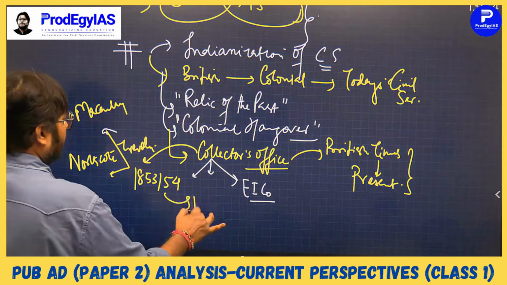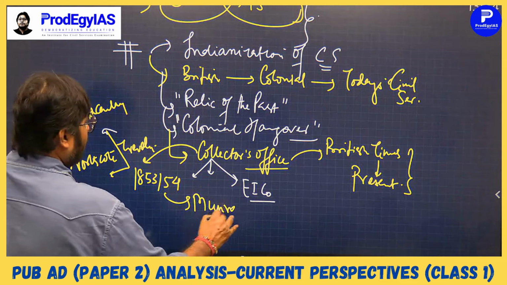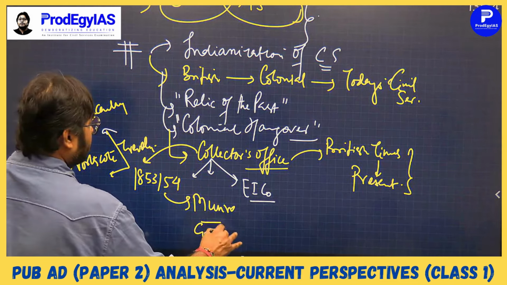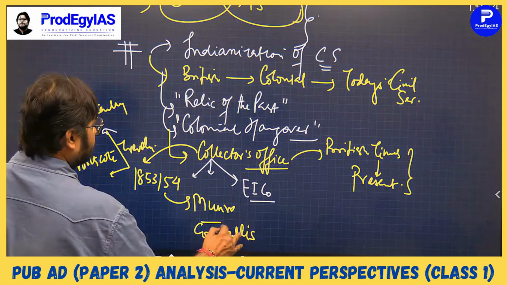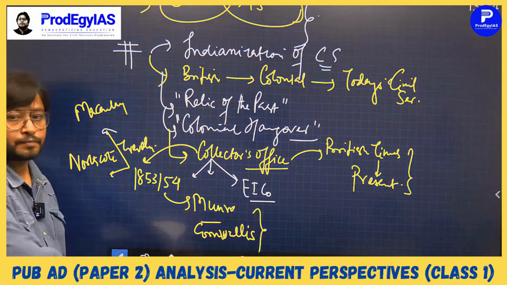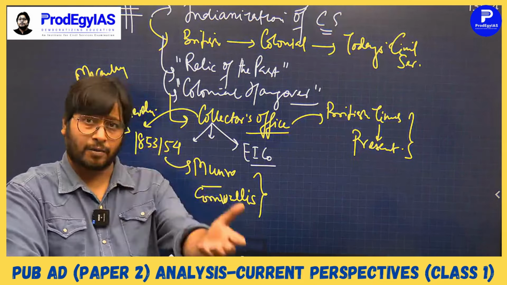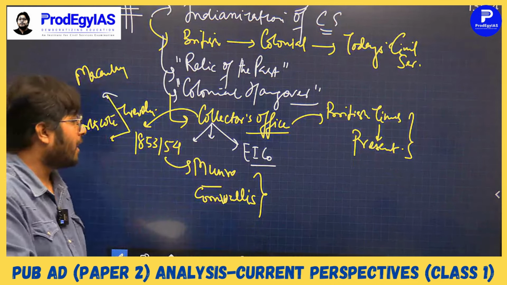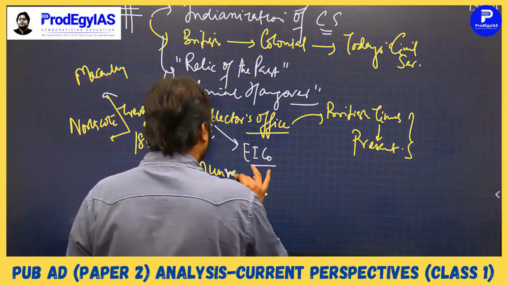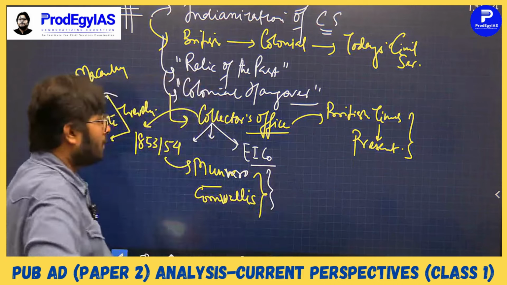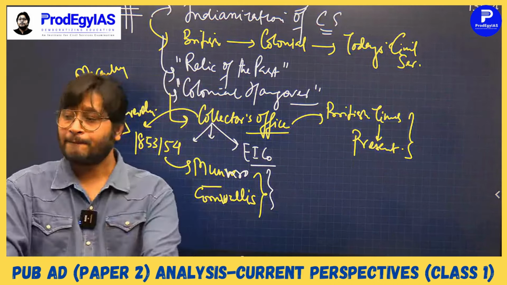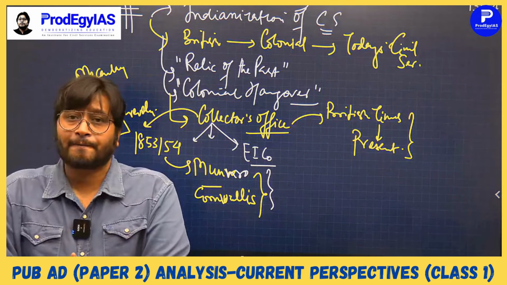Right? Before that, you can discuss Munro and Cornwallis. Right? Munro versus Cornwallis, right? And later on Macaulay, right? And how they have contributed to the emergence of the modern civil services in India, right?